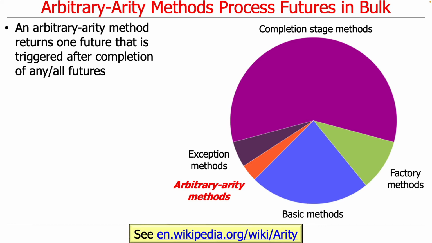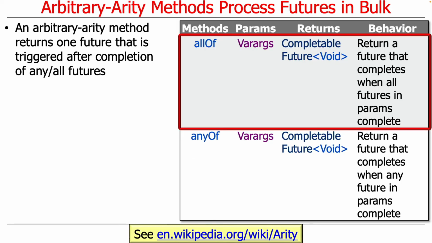They're not quite the same as the other completion stage methods. They don't really fit into the flow in quite the same way. We'll talk about them. They're more static methods as opposed to completion stage methods. The way that they work is that they take in an array of completable futures, and they return a single completable future that will be triggered when either any of the other completable futures are done or all of the other completable futures are done. And that's where the word arity comes from. Arity just means the number of parameters you can pass to a method. So arbitrary-arity means you can pass any number to them.